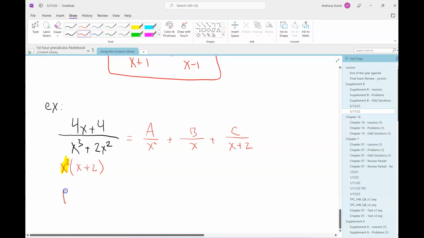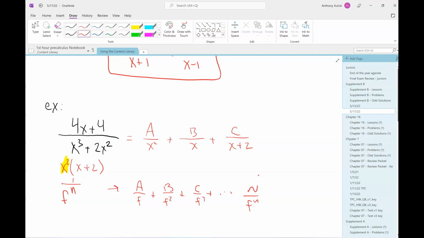So for example, if I have some factor to the n, I'd have like a over f, b over f squared, c over f to the third, all the way out to, you know, you have to have one of everything. You kind of see what I'm saying there?